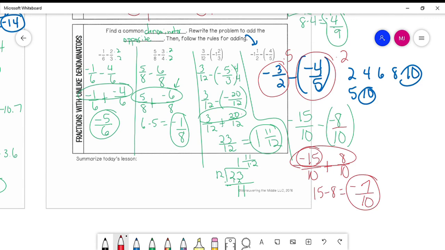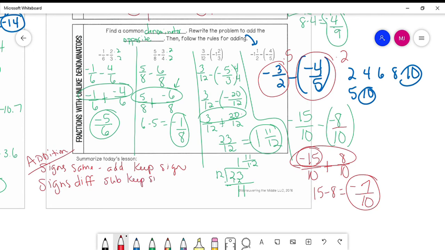So let's summarize today's lesson. Signs are the same: we're going to add and keep the sign. Signs are different. This is in addition, by the way, because if you don't know the addition, you can't do the subtraction. If the signs are different, you're going to subtract and keep the sign of the greater absolute value.